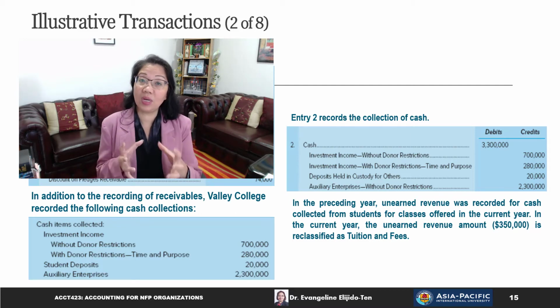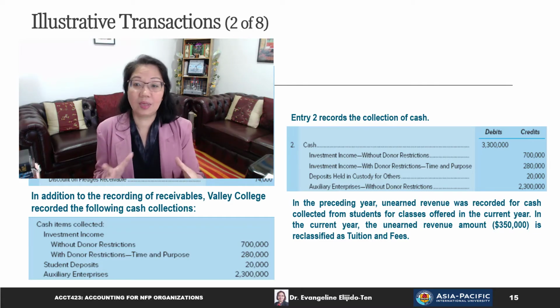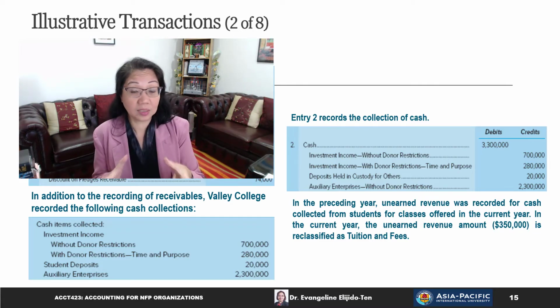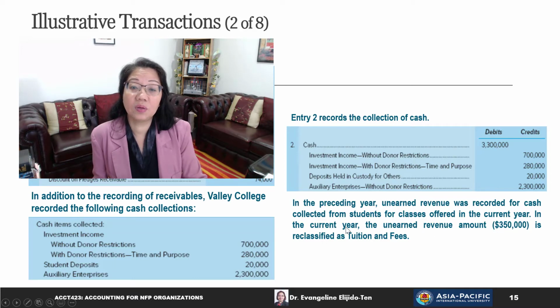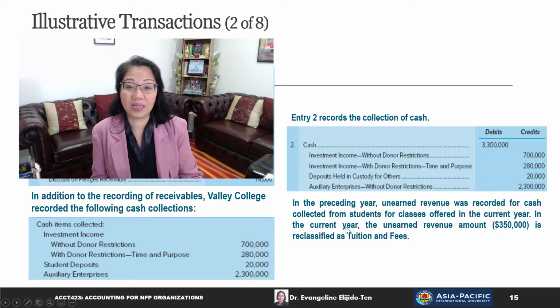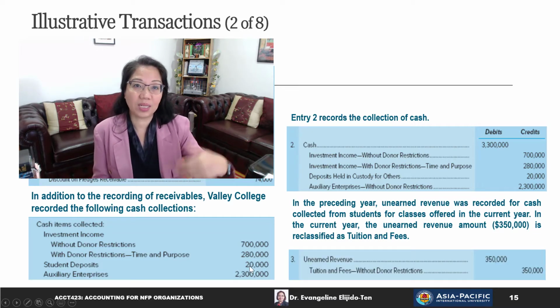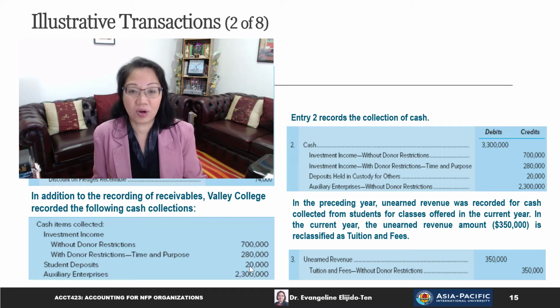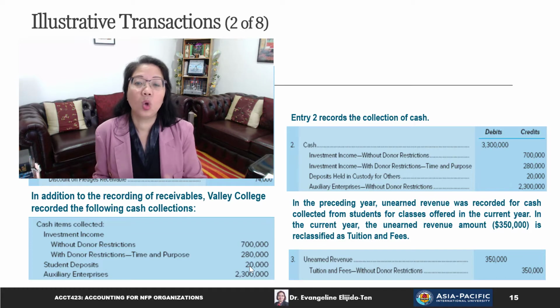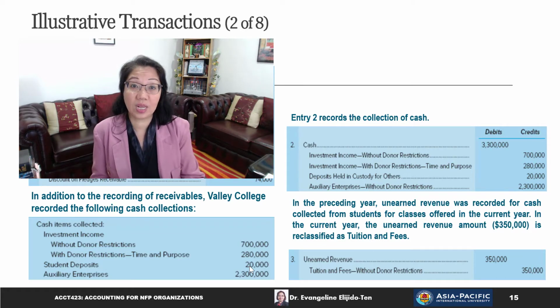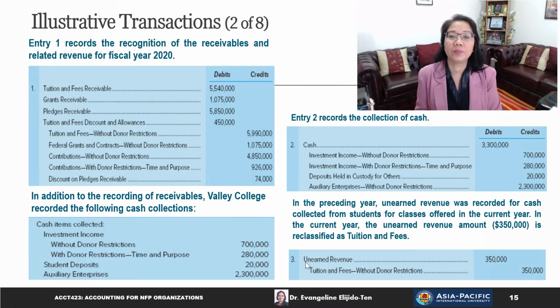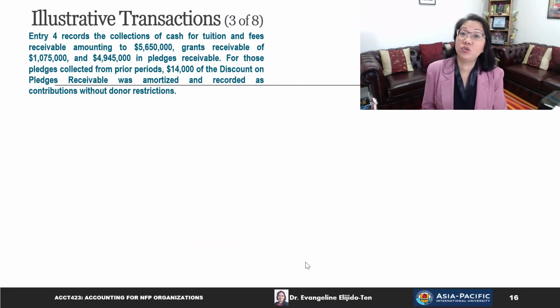In the preceding year, unearned revenue was recorded for cash collected from students for classes offered in the current year. So we have collected last year some cash for the classes to be offered now in the current year. So in the current year, the unearned revenue amount of $350,000 will have to be reclassified as tuition and fees. And the journal entry would be to debit unearned revenue $350,000 and credit the revenue account tuition and fees without donor restrictions for $350,000. Let's move on to entry number 4.